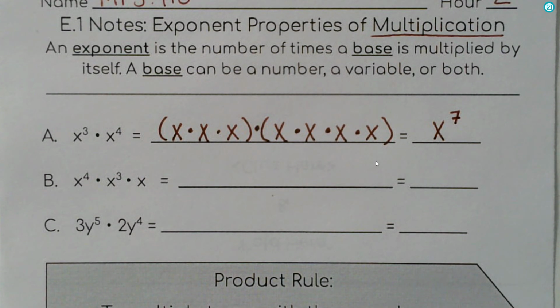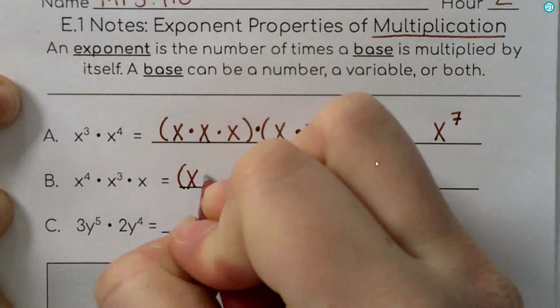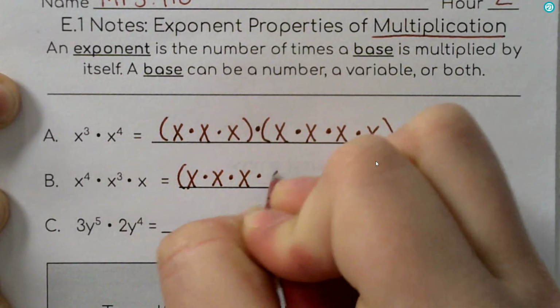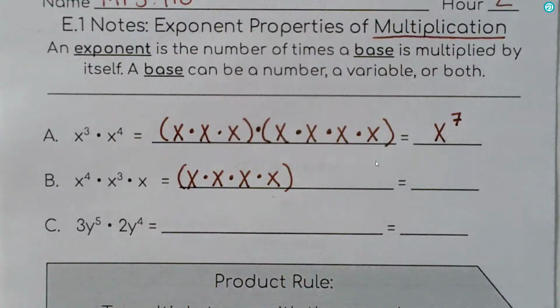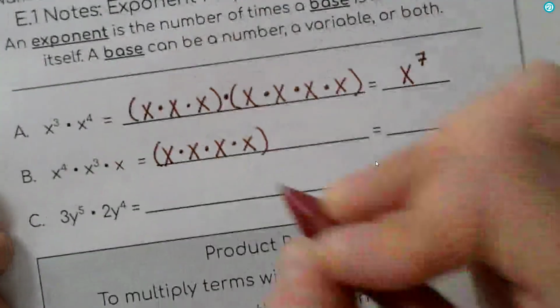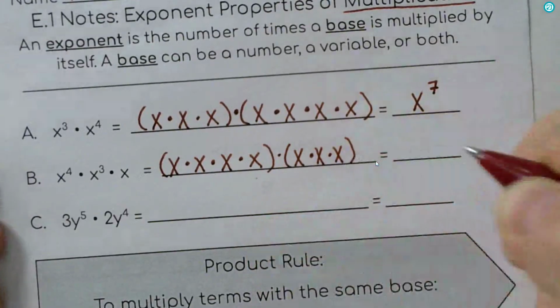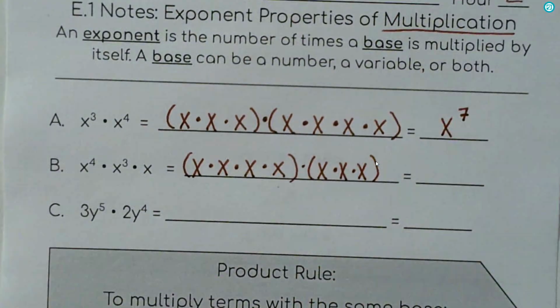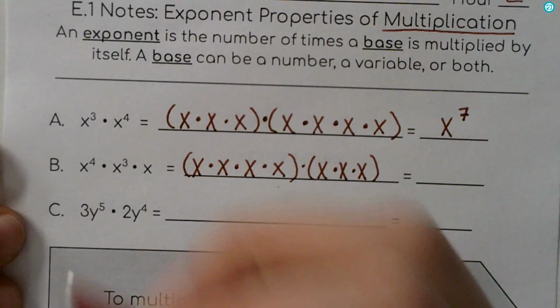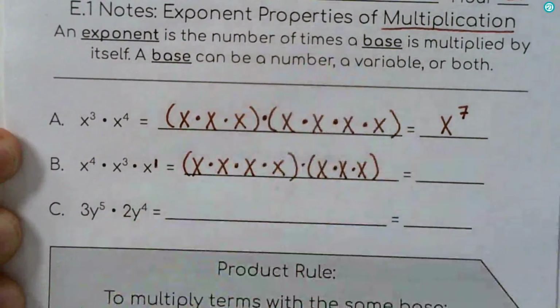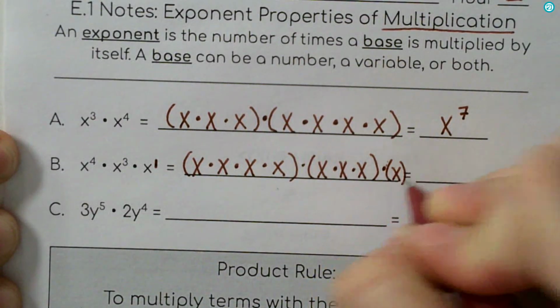Okay, the next one's super similar. We're starting with x to the fourth. So I'm going to put down 4 of those. 1, 2, 3, 4. And then my next piece is x to the third. So I'm putting down 1, 2, 3. And then this last guy, how many x's do I have here? 1. I can put in an imaginary exponent of 1 right here. I would go ahead and do that. That's going to help you in a second. So I'm just going to put down my 1 by itself.